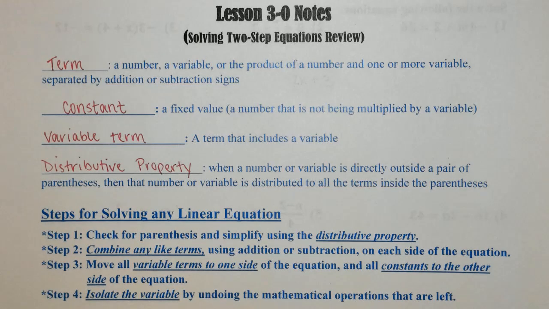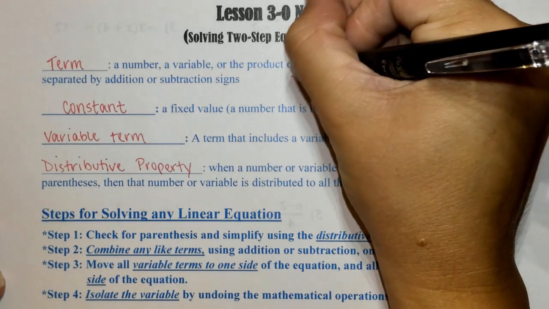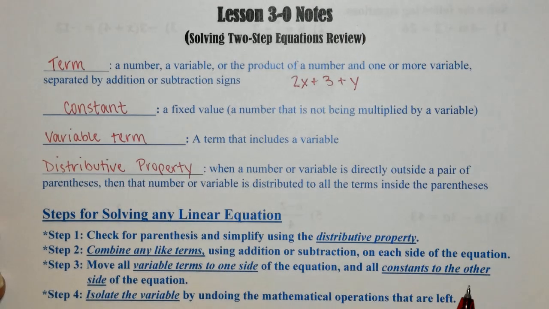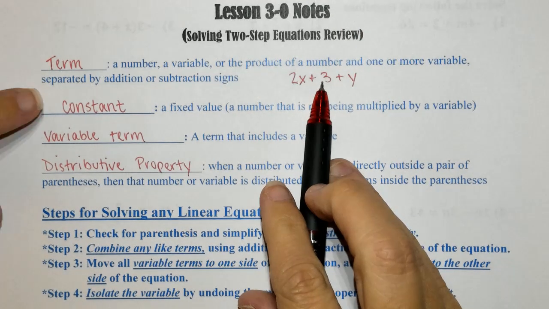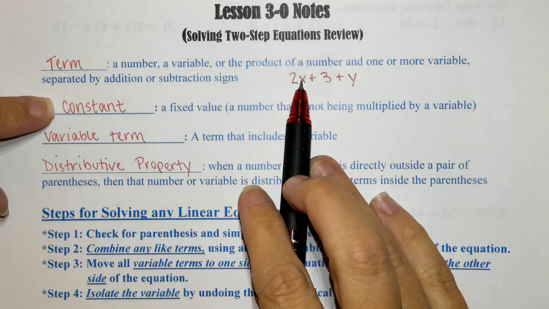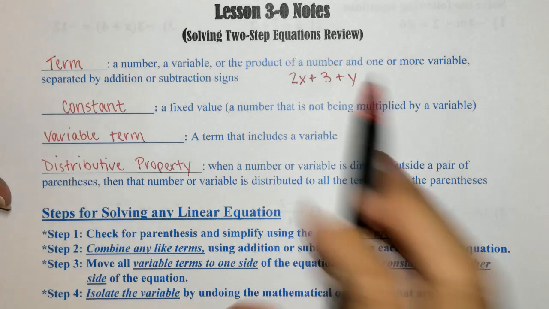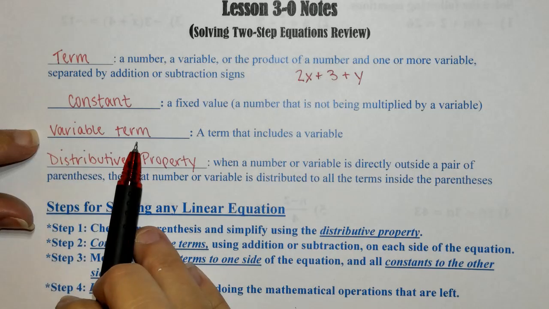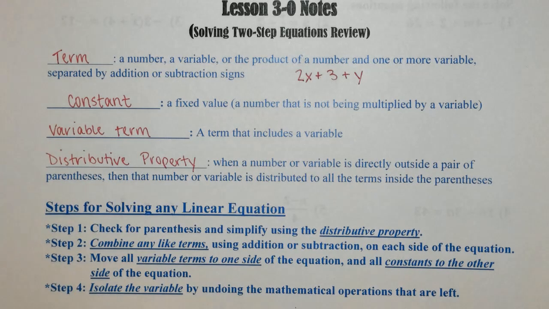The distributive property is a property we use when a number or variable is directly outside a pair of parentheses. That number or variable is then distributed to all the terms inside the parentheses. For our terms, we had 2x plus 3 plus y. 3 would be the only constant here, but 2x, 3, and y are all terms. 2x and y would be considered variable terms because they are terms that include a variable.